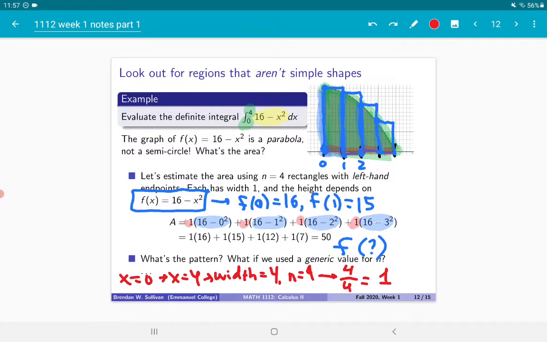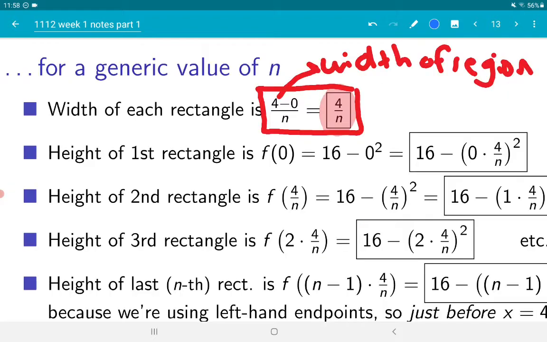Meanwhile, how about the height of each rectangle? Remember that came from plugging into the function a specific x value. Well, let's think about what the first rectangle was. Since we're doing this on the left and we start at x equals 0, the first thing I'm going to plug in is x equals 0.